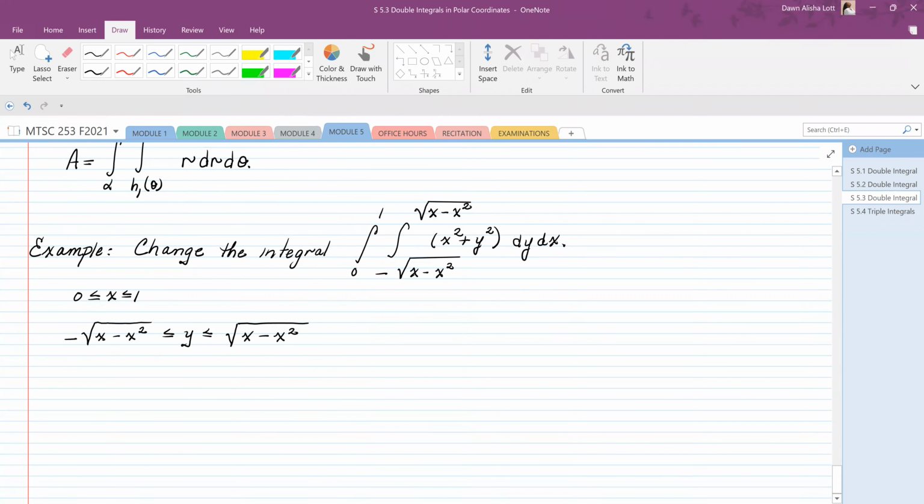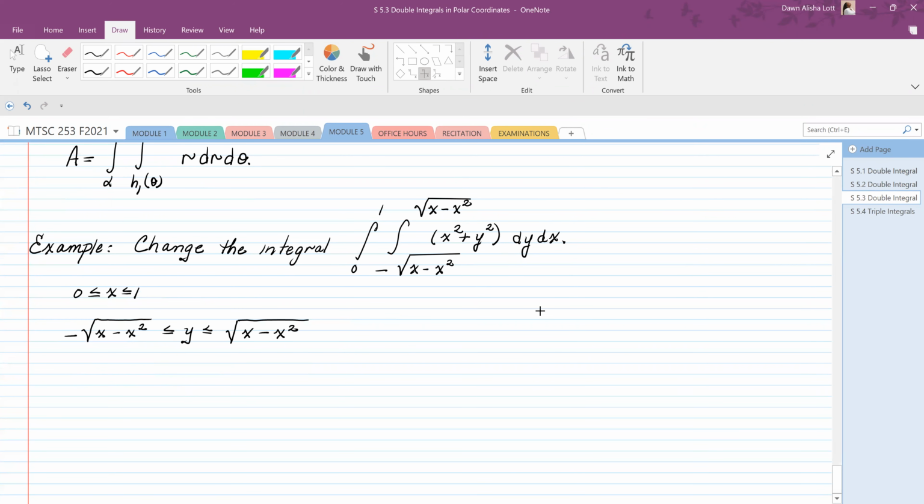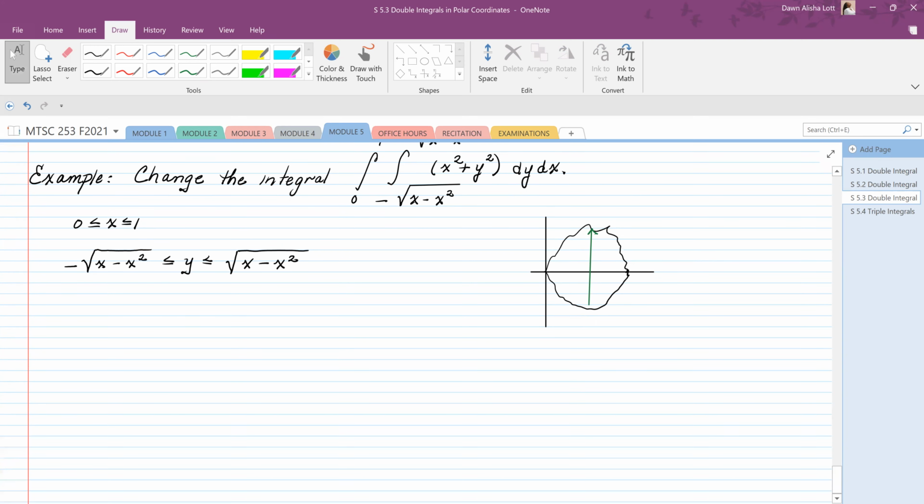So I have something, I don't know what it looks like right now, but I know that x goes from 0 to 1. And y goes from wherever this thing is on the top to whatever this thing is on the bottom, and it looks the same. So y goes from the bottom curve to the top curve, like this. Okay. So what is that curve? I have no idea. So let's see.